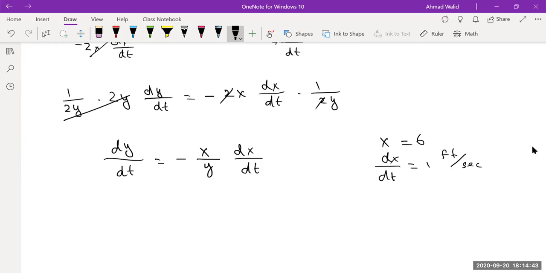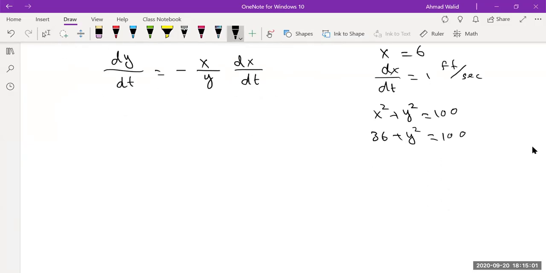The only thing that you don't have is y. But can you find y? Look, your formula is x squared plus y squared equals 100, right? And also you know the value of x, which is 6. Then 36 plus y squared equals 100. If you subtract 36 from both sides, then y squared equals 64 and y equals what? Plus or minus 8, but we take only the positive value because y is a distance. Distance cannot be negative. That's why we select positive 8.